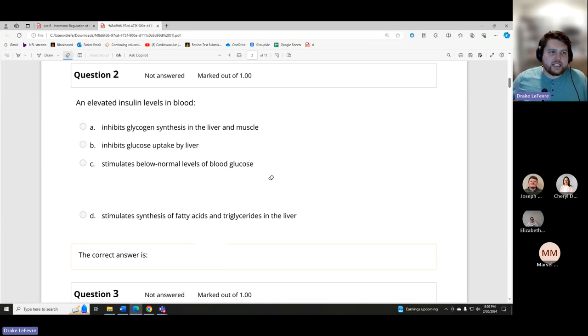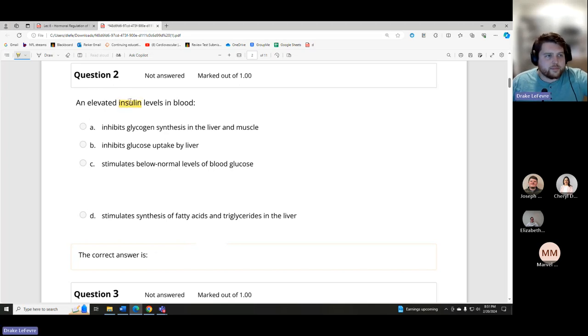Elevated insulin levels in blood will do which of the following? Inhibits glycogen synthesis in the liver and muscle, inhibits glucose uptake by the liver, stimulates below normal levels of blood glucose, or stimulates synthesis of fatty acids and triglycerides in the liver.